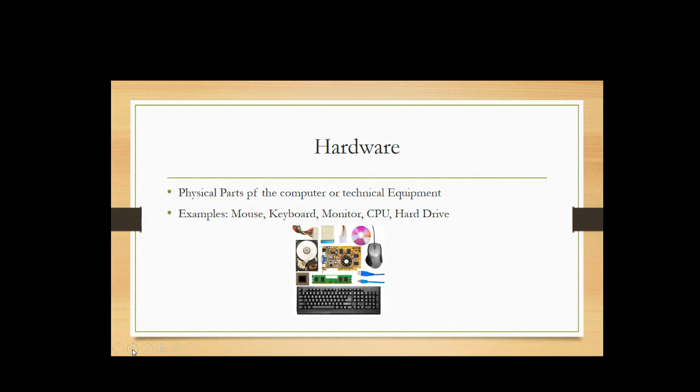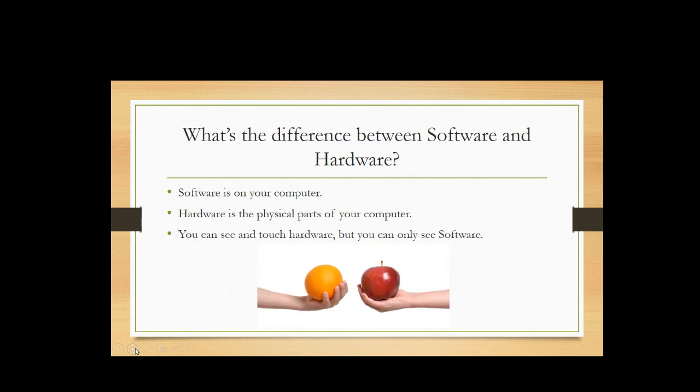Now, what is hardware? It's the physical parts of the computer or technical equipment. Ignore my typo right there. For example, a mouse, a keyboard, a monitor, CPU, hard drive. Now, what is the difference between software and hardware? Software is on your computer. Hardware is the physical parts of your computer. You can see and touch hardware, but you can only see software.